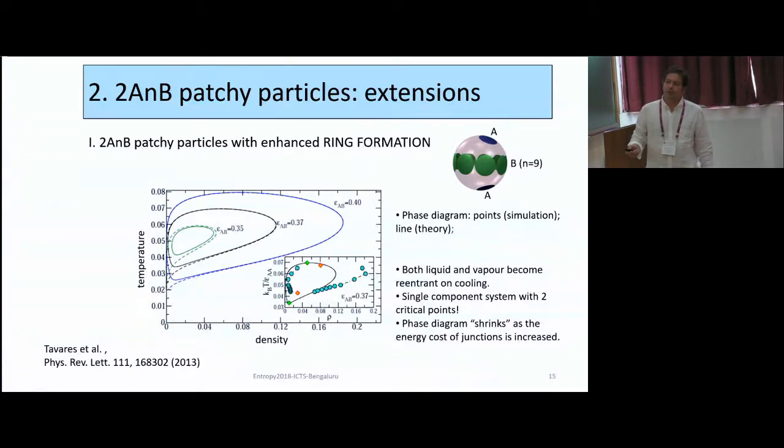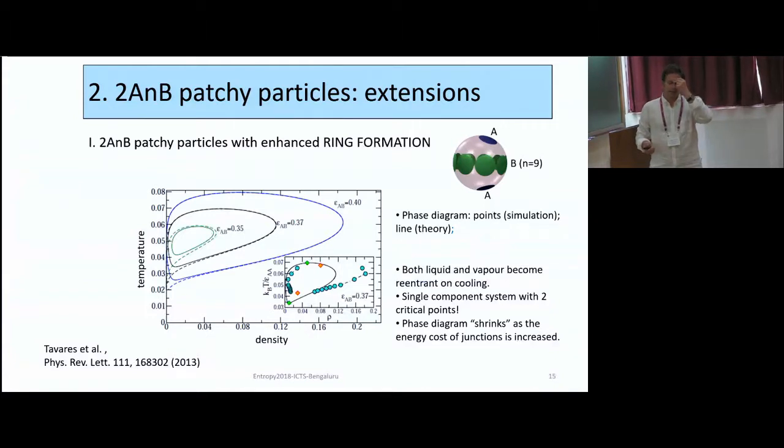And of course, around the lower critical point, what you have is a coexistence between a vapor phase formed mainly by rings, and a liquid phase, which is a branched structure with junctions. But the vapor phase has a lower energy and a lower entropy than the liquid phase. So you reverse this variation relative to what happens usually between a liquid and a vapor.